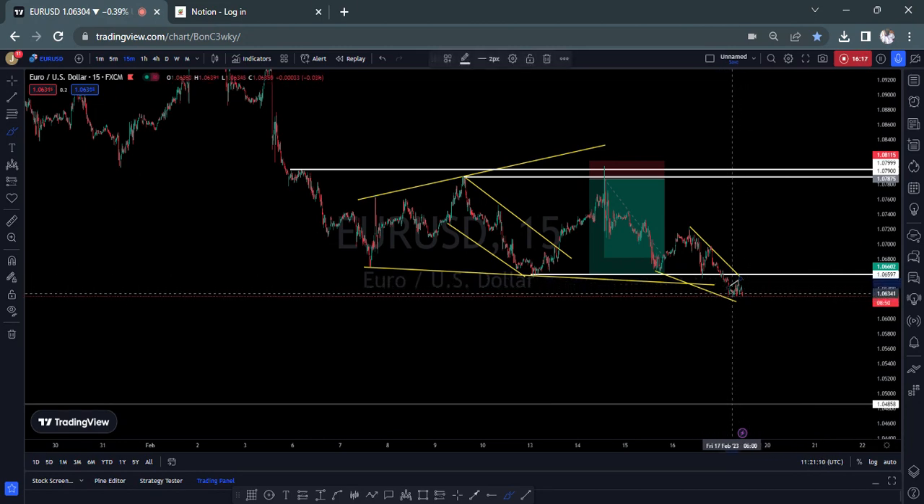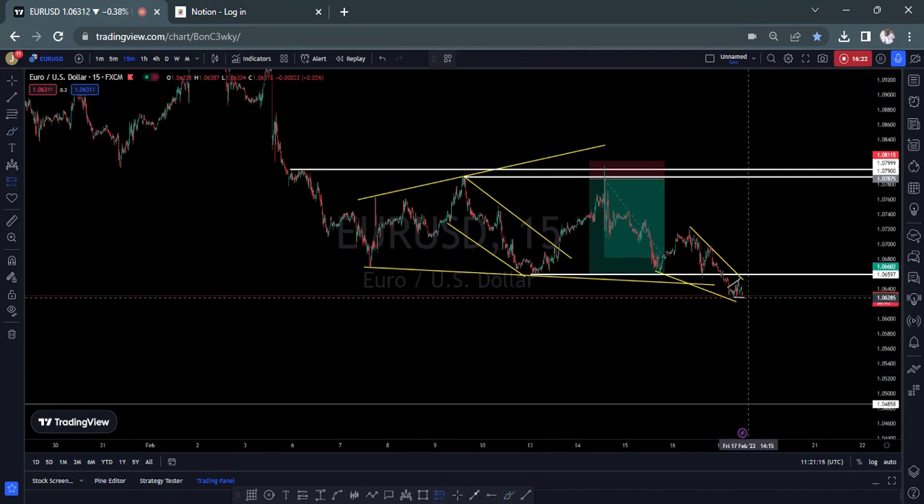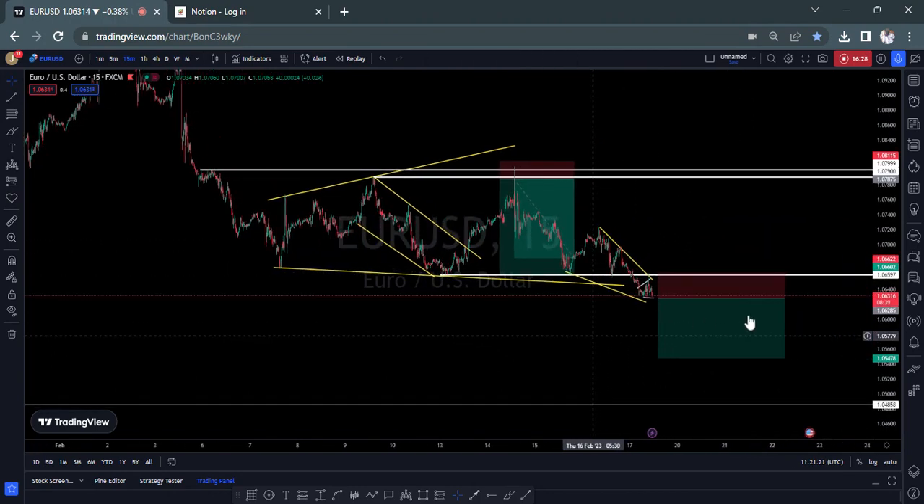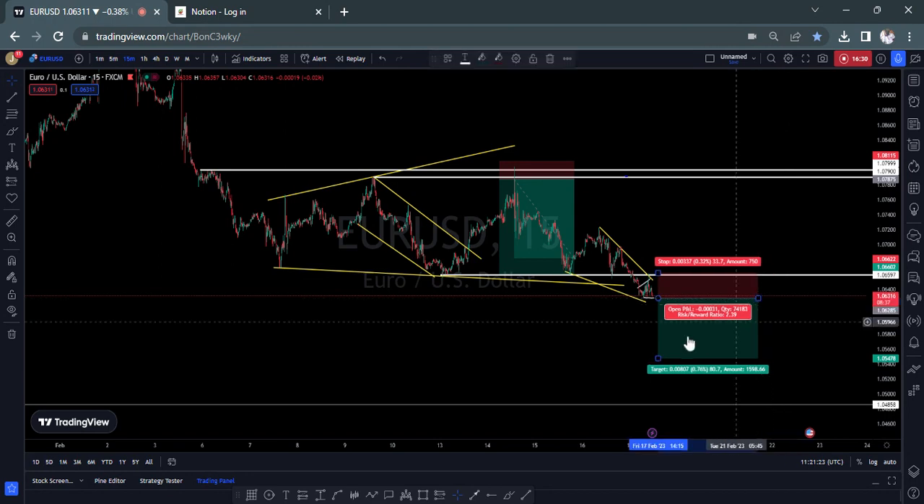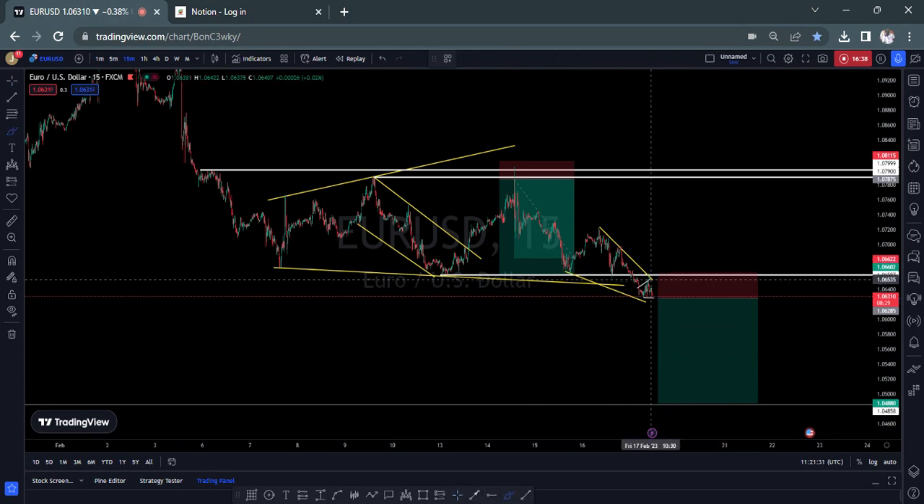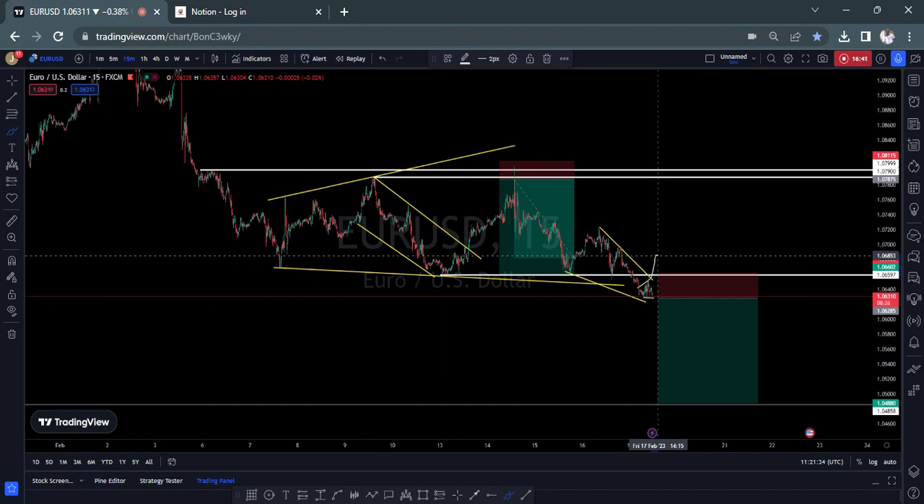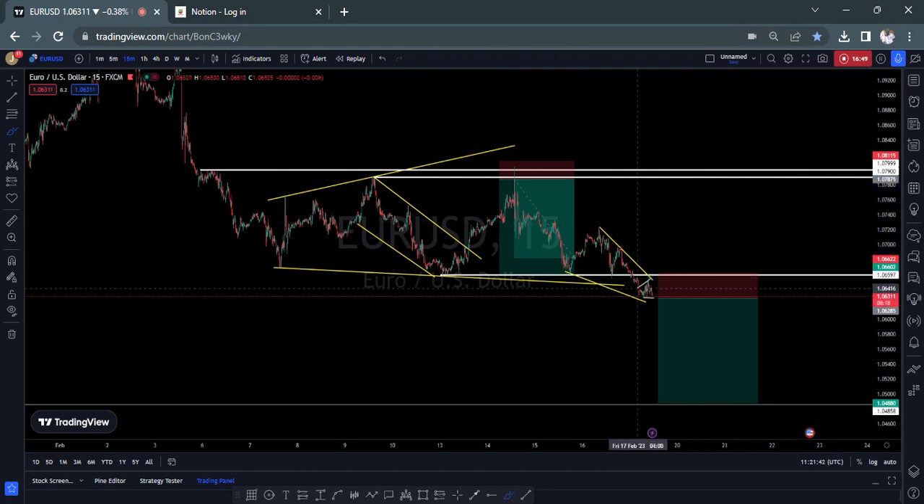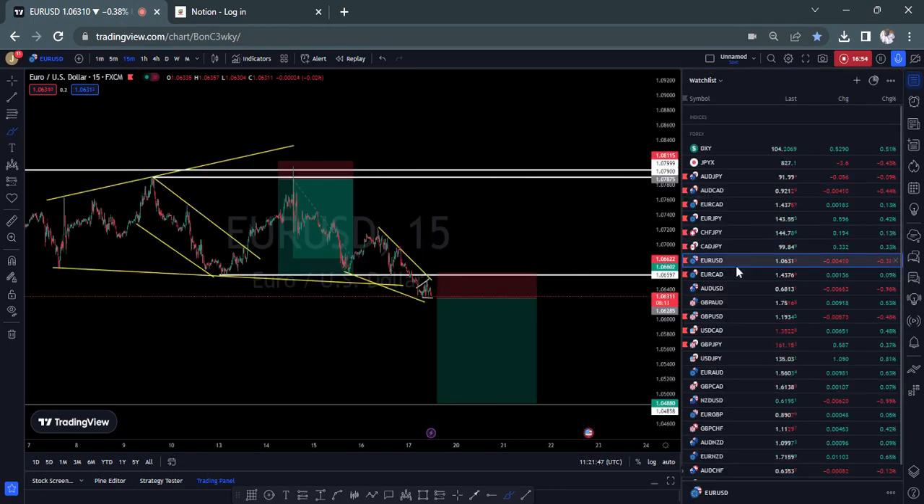One is this correction here might be a continuation to the downside. It might be a continuation, which is actually really possible that it would happen. Or if this breaks back inside the structure, then I'll be waiting for a correction to long to this high here. So that's all for Euro USD.